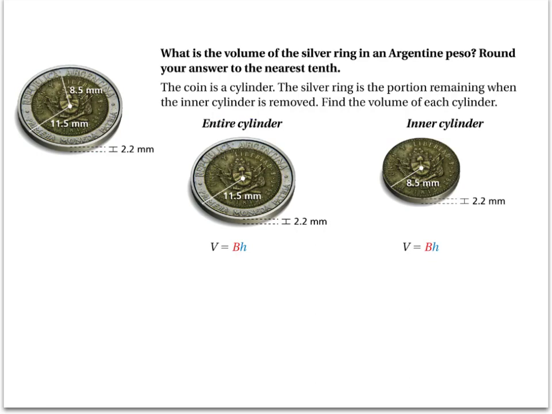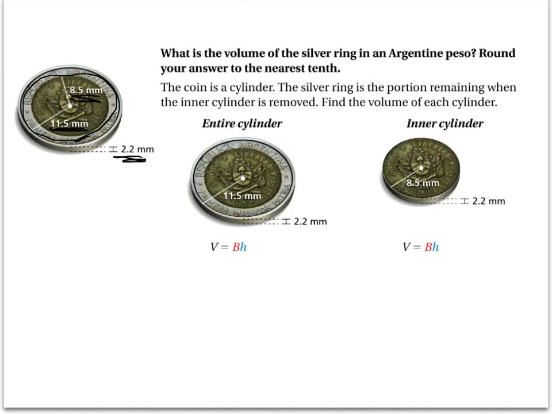Last one, very similar to what we just did. This time, it says to find the volume of the silver ring. We want to know just this part of the figure. They give us a lot of dimensions here that we have to consider and think about. The coin's a cylinder. We have 3 dimensions. We have 11.5, we have 8.5, and we have a thickness there of 2.2. So I'm going to go ahead and figure this out.